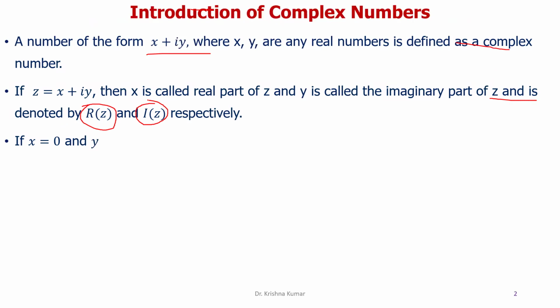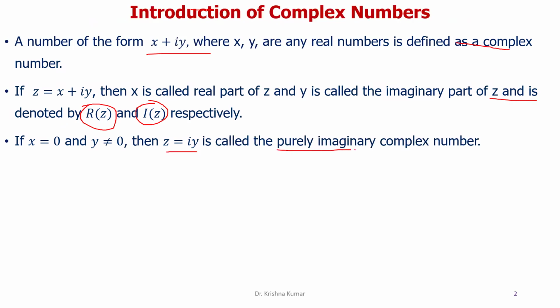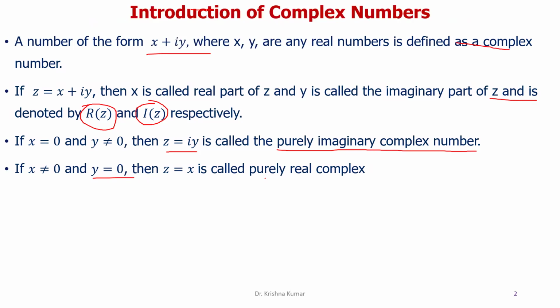If x is equal to 0 and y is not equal to 0, then z equal to iy is called a purely imaginary complex number. If x is not equal to 0 and y is equal to 0, then z equal to x is called a purely real complex number.